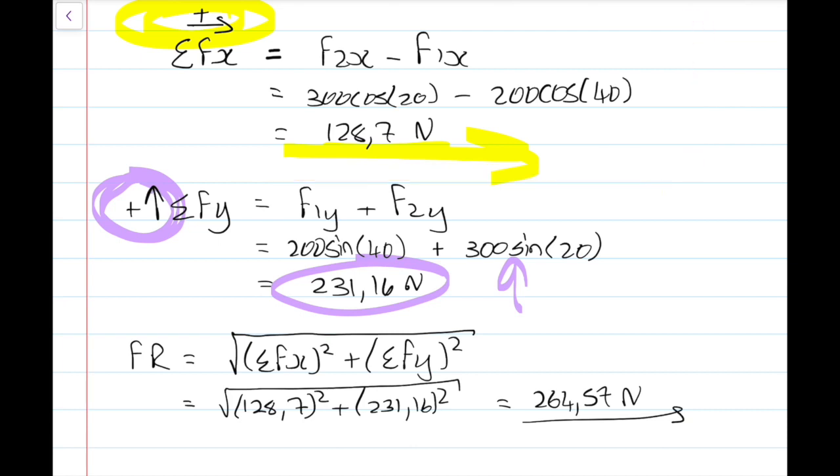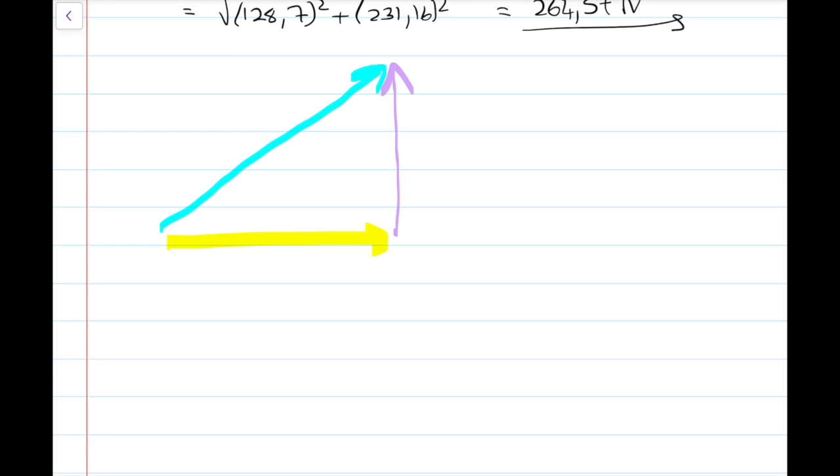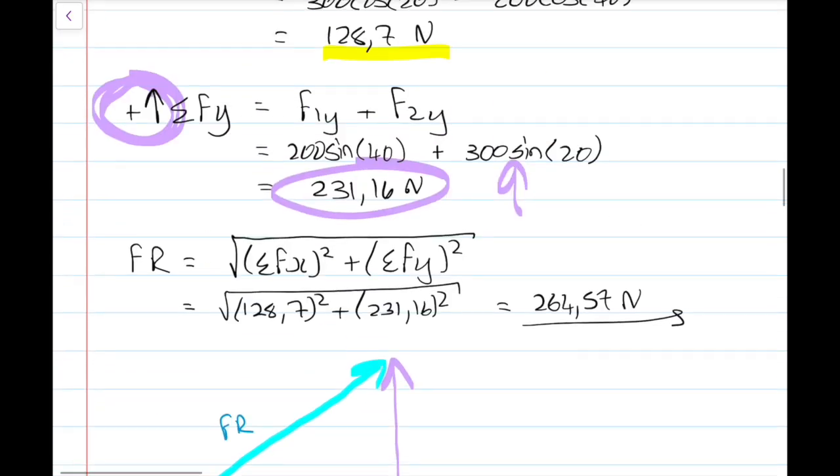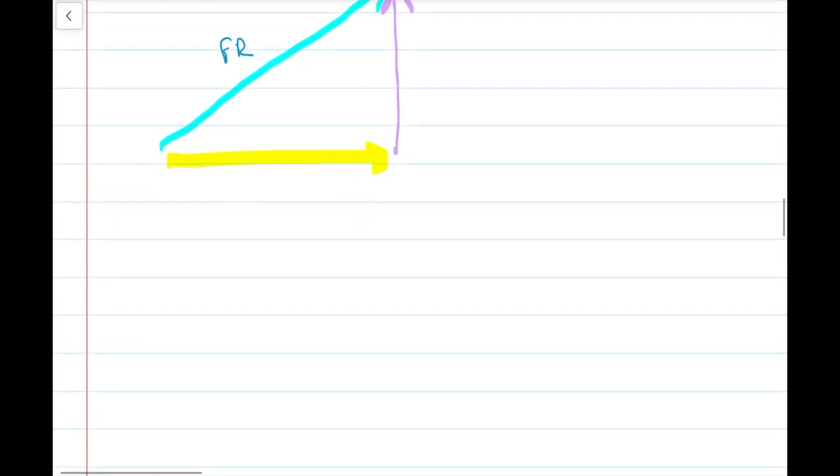So what would the actual resultant of that look like? This is what it's going to look like. We are going to be going to the right, and then we're going to be going up, which means that our resultant is going to be in that direction. That is our force resultant now. We know that our force in the horizontal is 128.7, so let's go and write that down.